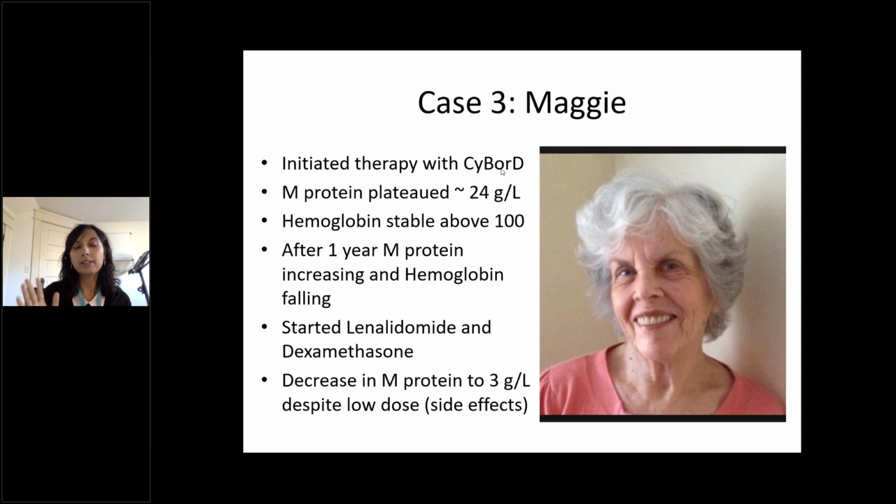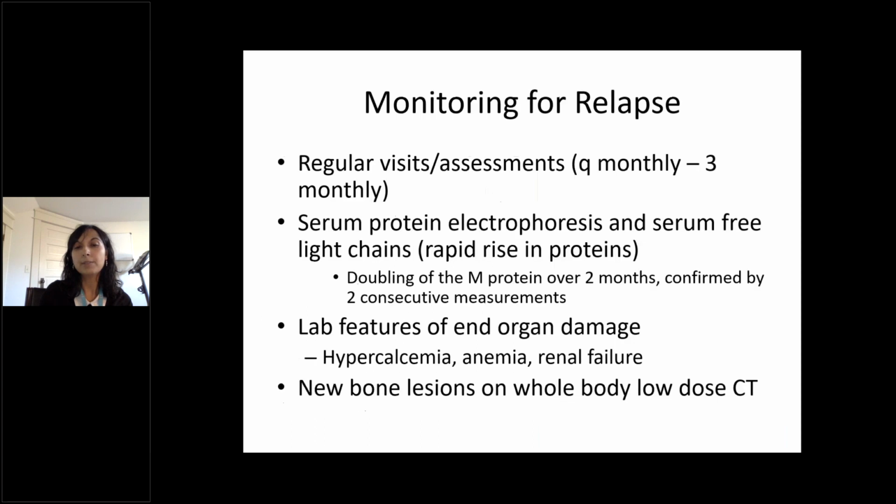was feeling well and had a number of side effects with the chemotherapy. So we decided to pause and take a break and monitor her carefully. And within a year, her protein started to go up and her red cells started to fall again. And so we then started her on lenalidomide and dexamethasone, which is an all-oral treatment strategy, and her monoclonal protein dropped nicely to 3, even though we ended up having to use quite a low dose of lenalidomide because she had side effects and sort of interactions with her other medications. But despite that, she had a very good response, and her red cells also improved.